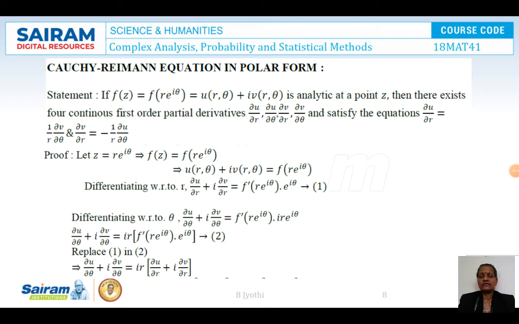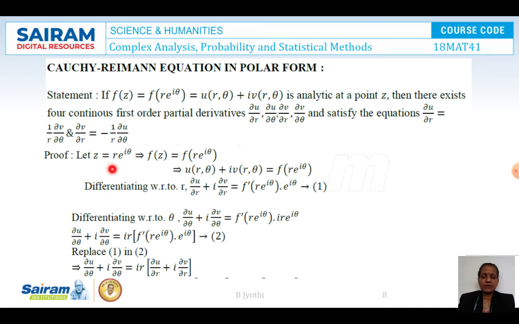So let us see the CR equations in the polar form. If f(z) = f(re^{iθ}) = u(r,θ) + i v(r,θ) is analytic at the point z, then there exist the four continuous first order partial derivatives u_r, u_θ, v_r, v_θ, and they satisfy the equations ∂u/∂r = (1/r) ∂v/∂θ, and ∂v/∂r = −(1/r) ∂u/∂θ. Let's consider the proof of this.